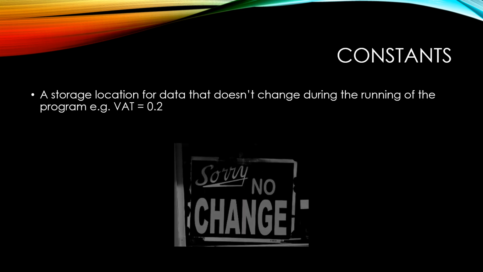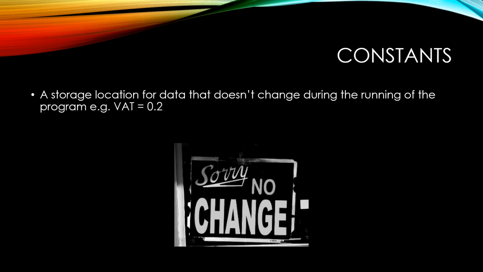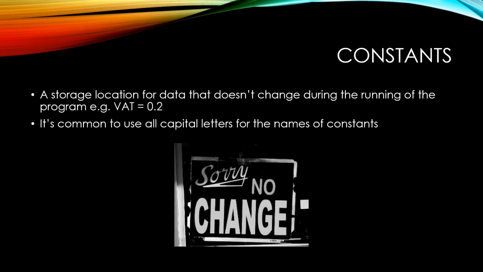Constants are storage locations for data that doesn't change during the running of a program. For example, a program might store the VAT rate, which rarely changes. It's common to use all capital letters for the names of constants. This is to help programmers so that they recognize it as a constant and don't attempt to change its value.